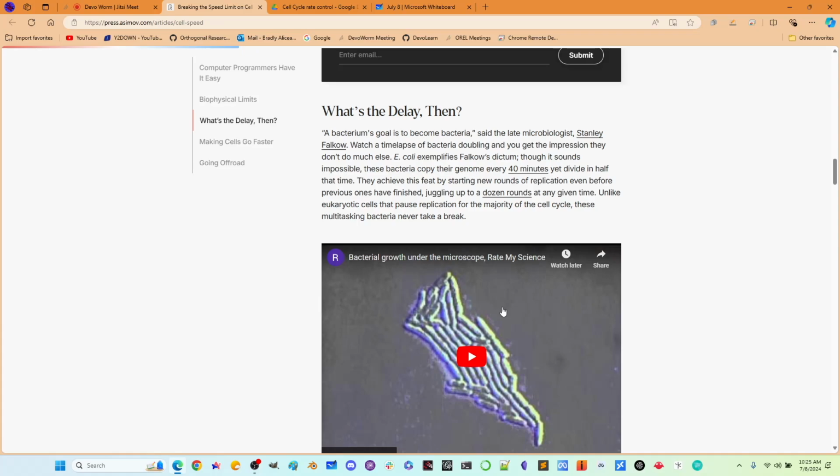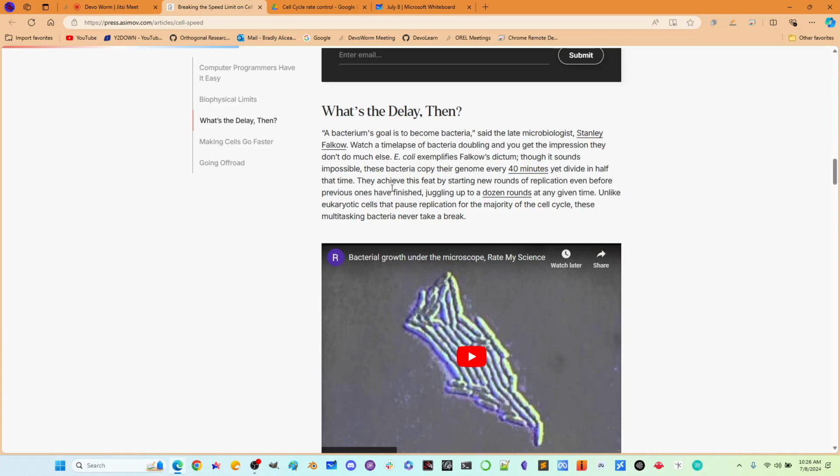It's kind of like C. elegans. They basically eat bacteria and they lay eggs. That's largely what they do. They move around a little bit. And some organisms just do that. They're just replicators, more or less. I don't know if bacteria are just replicators, but that's mostly what they do. So E. coli kind of exemplifies this. They copy their genome every 40 minutes, yet divide in half that time. So they actually divide faster than they copy their genome.